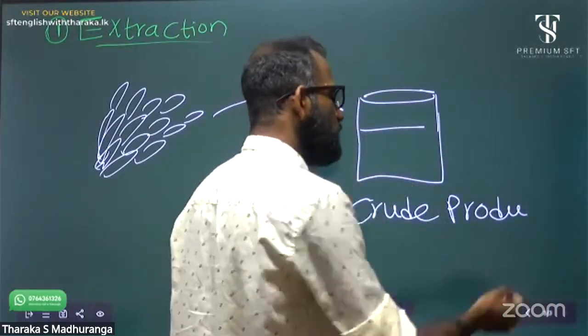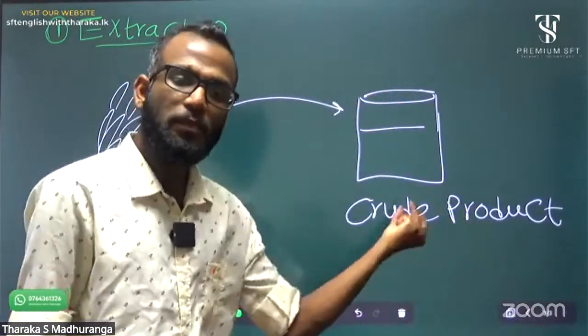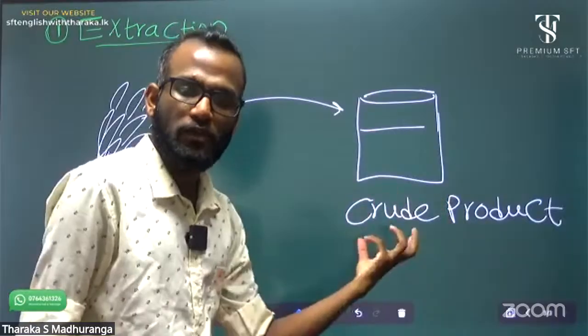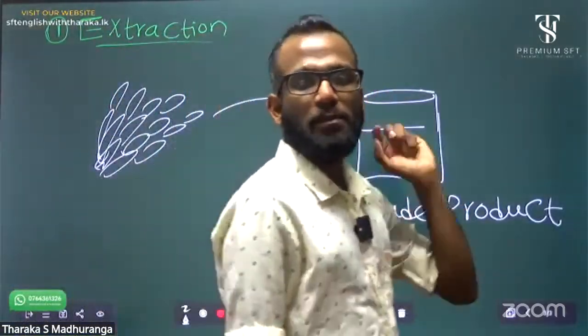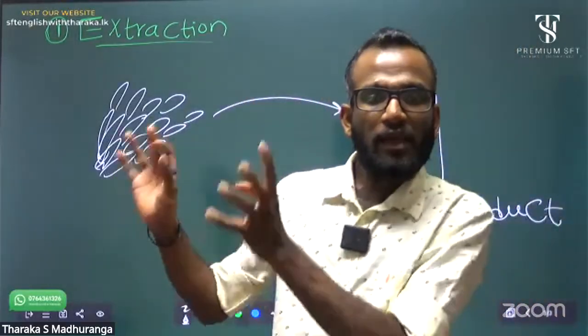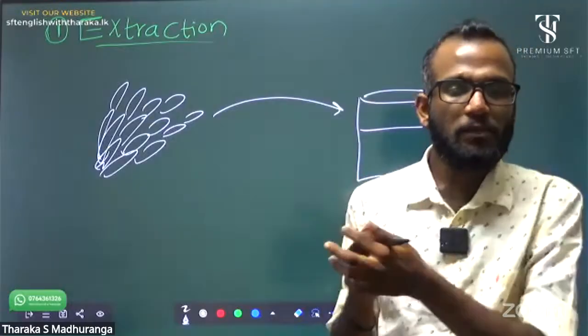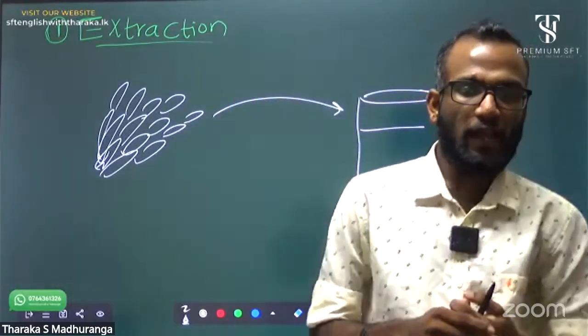The meaning is actually not a pure solution, an impure solution. That's why we call it a crude product. Actually, this is a simple meaning of extraction. Whatever plant material gives a crude product, crude product means an impure solution from plant material, that we call extraction.